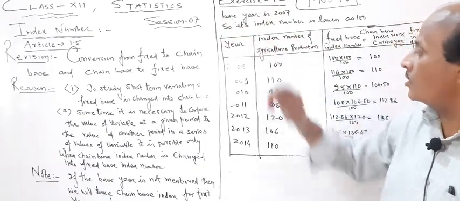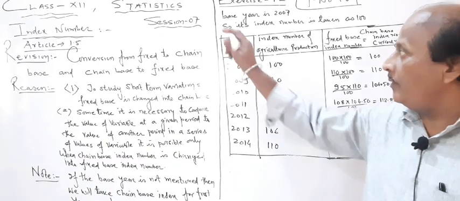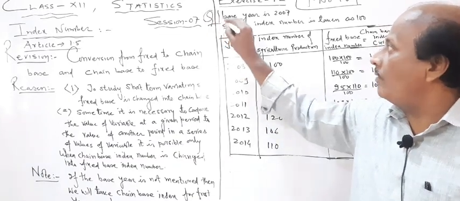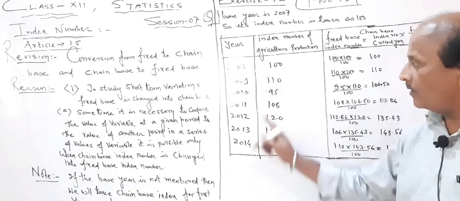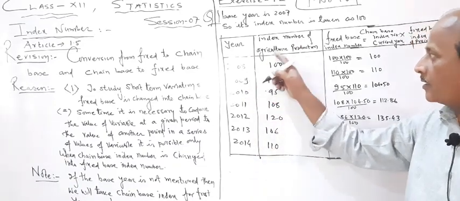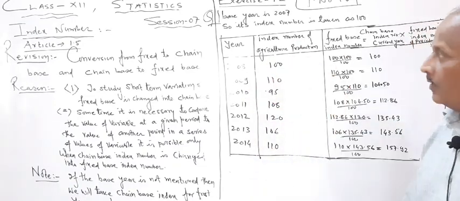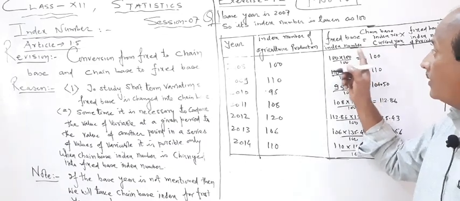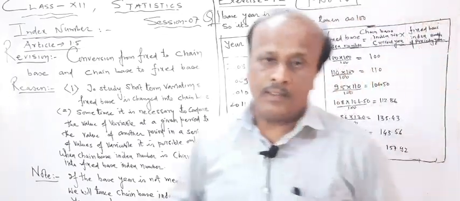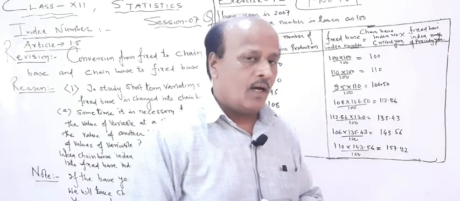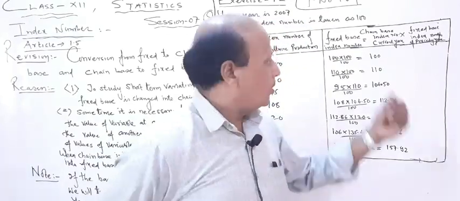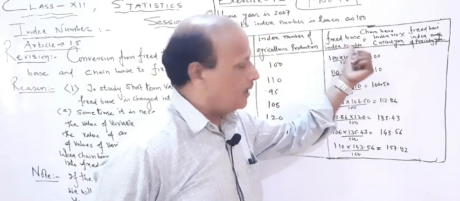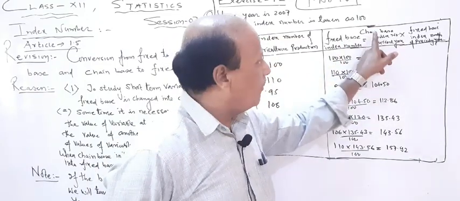I have taken question number 1 only in the beginning, question number 1 of exercise 1.2. So, the table is given, year and index number of agriculture production, and they are asking you to find the fixed base index number. Read that question carefully, either chain base index number or fixed base index number. So, the first question is to find the fixed base index number. So, what is that formula?